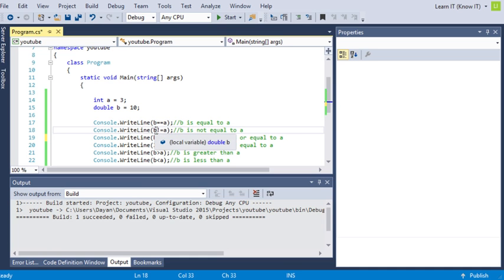And when we had B is not equal to A, this is basically saying, look at what B is, look at what A is, are they exactly the same? If they are, then it's false. If they're not the same, then it's true. And over here we've got is equal to.